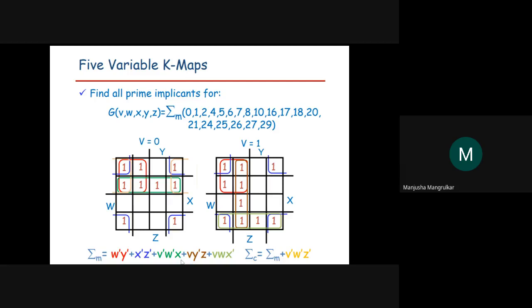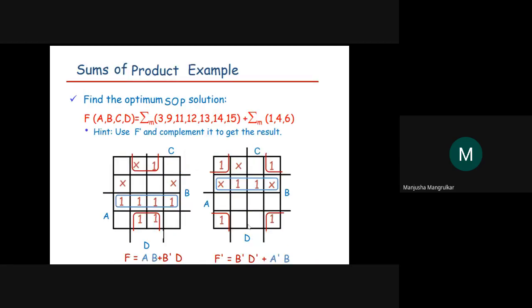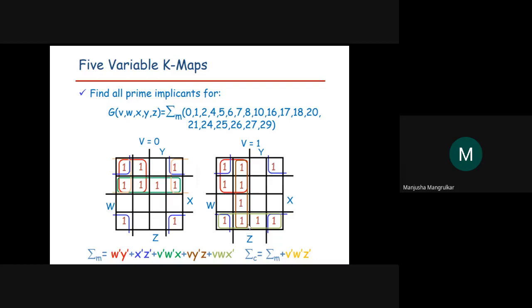So this way you have to do the grouping, the same as before. Now it is very important that you understand the two variable K-map, three variable K-map, and four variable K-map. And if you understand the four variable K-map properly, it is very easy to do the five variable K-map.